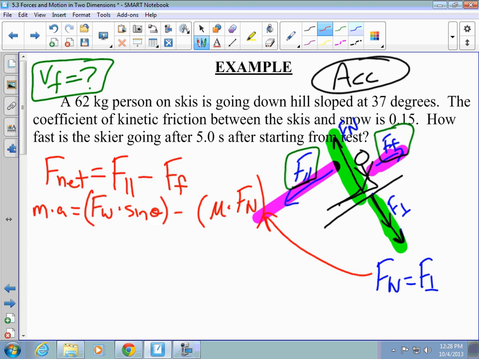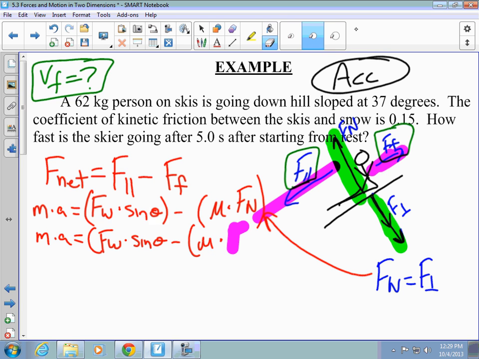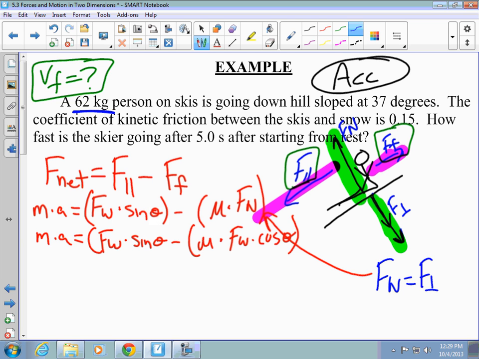So now mass times acceleration is equal to the force of weight times the sine of theta minus the coefficient of friction times the perpendicular force. We know the perpendicular force is equal to the normal force, and the perpendicular force is the force of weight times the cosine of theta. Now, we need to figure out the force of weight. We know the skier is 62 kilograms. Force of weight is mass times gravity.